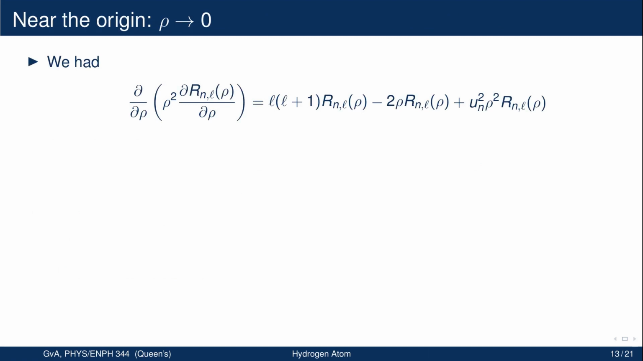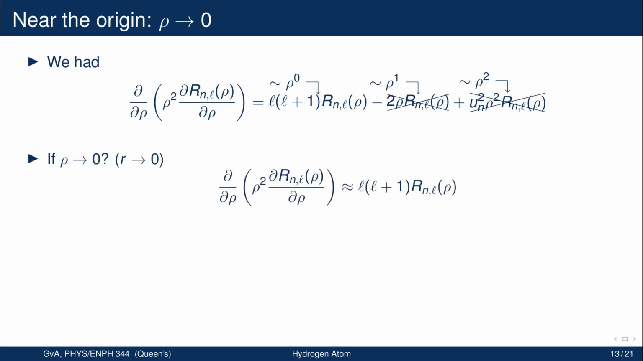The first thing we're going to do is study the problem near the origin, rho equals 0. The ordinary differential equation we had looks like this. If we examine the terms, we can notice that the first term is constant in rho, the second term is linear in rho, and the third term is quadratic in rho. What this means is if rho goes to 0, or equivalently r goes to 0, the leading term in the differential equation is just given by the constant term.